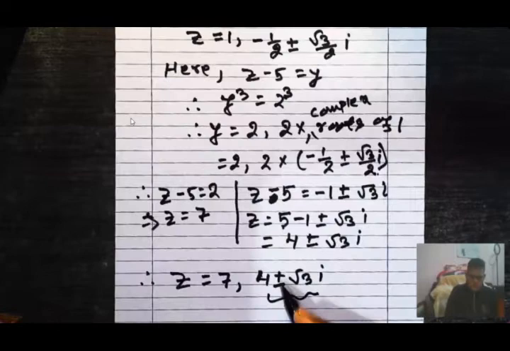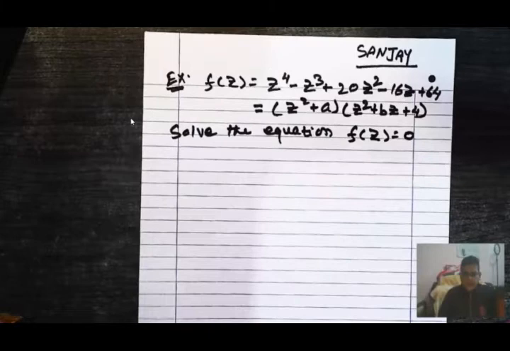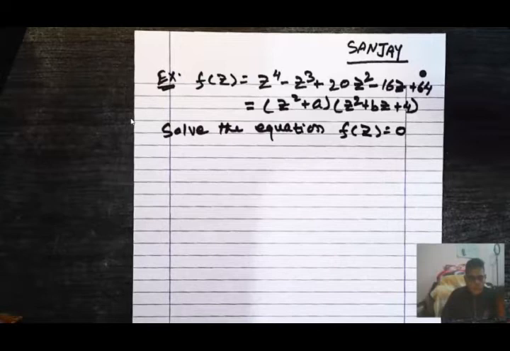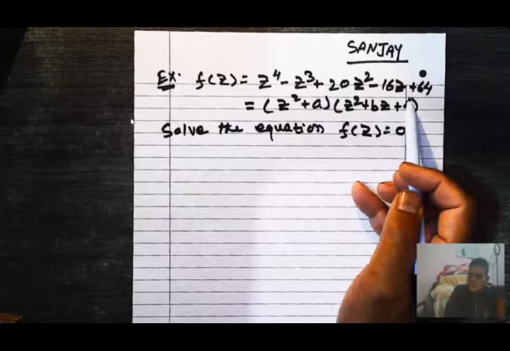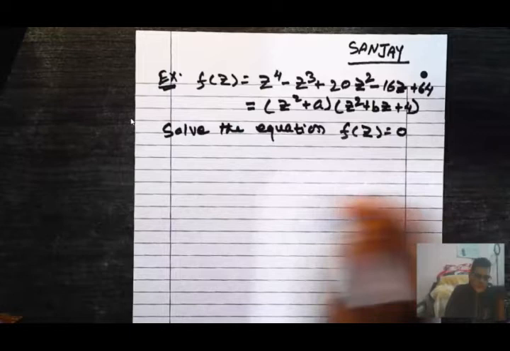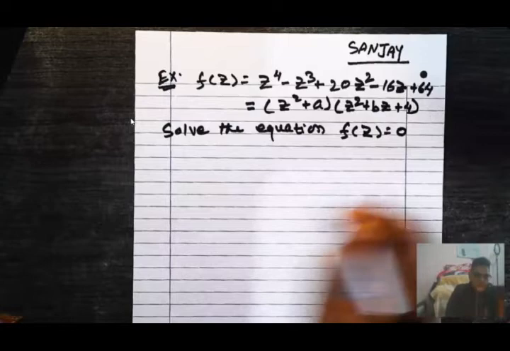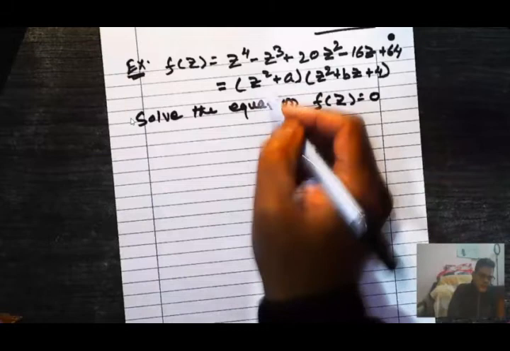So let's now go to the extension in the degree of the given polynomial to solve it. For example, here you can see it is f of z, that is, this is a function of z: z^4 minus z^3 plus 20z squared minus 16z plus 64, and this can be written this way. Then when you put all these equal to 0, you have to solve the given equation like this. So here you can start from these two middle terms and the last term.